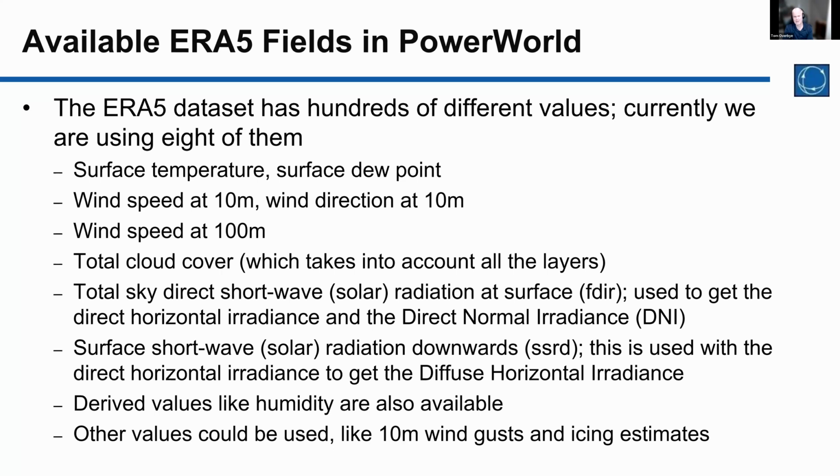These are used to get the values we use with our solar PV models. You can also then derive values like humidity. We have like wind chill, heat index, stuff like that. We might be getting more data, as we get feedback from people who have suggested we get the 10-meter wind gusts or icing estimates. So we might do that, but currently we just get the 8 of them.